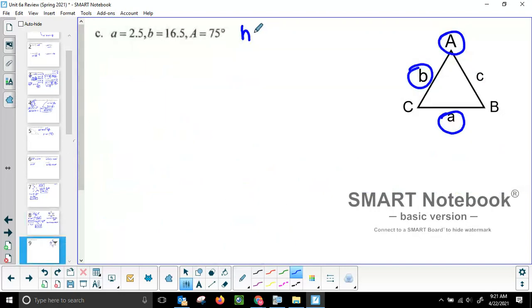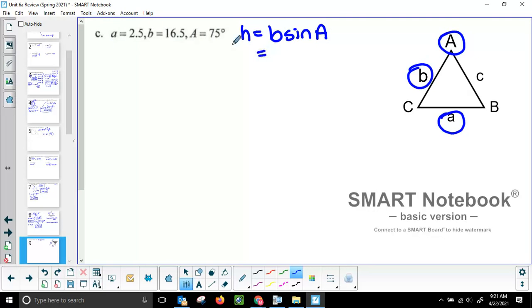I know that H is equal to, and actually we have to be careful first. Remember, we have to worry about whether we have to relabel these or not. Well, my two letters that match up have to be A, and they are. And my extra side has to be B, which it is. So we're good. Here we're going to use that H is equal to B times the sine of A.